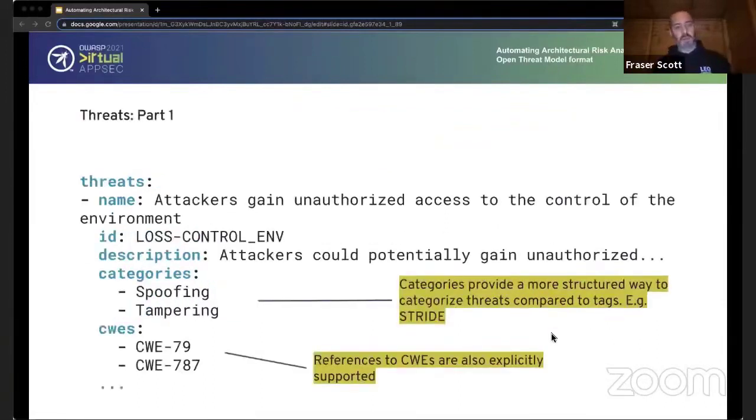Now, threats are, in this case, first-class citizens. So they are threats in and of themselves, and we'll see in a minute how they relate to the components. So a threat could have a name, a description, an identifier. Categories allow you to categorize and structure how these threats are used. In this case, we can see a couple of the elements of STRIDE. There's a CWEs field that lets you tie this to the CWE database, the Common Weakness Enumeration database, so that we can see how this threat relates to the MITRE CWE framework.